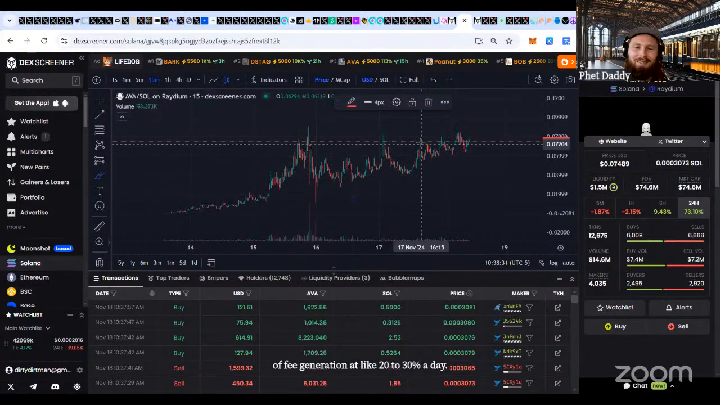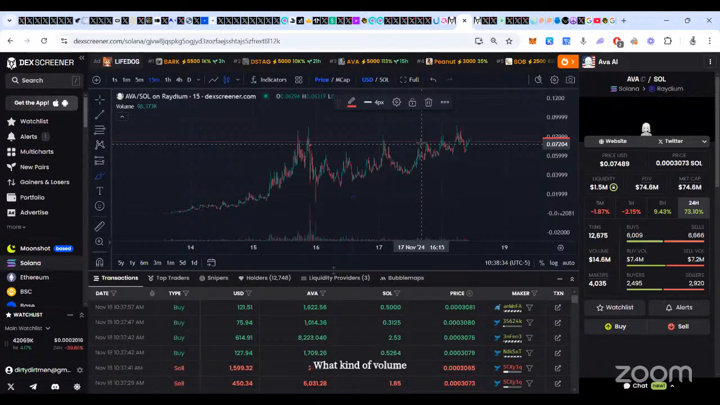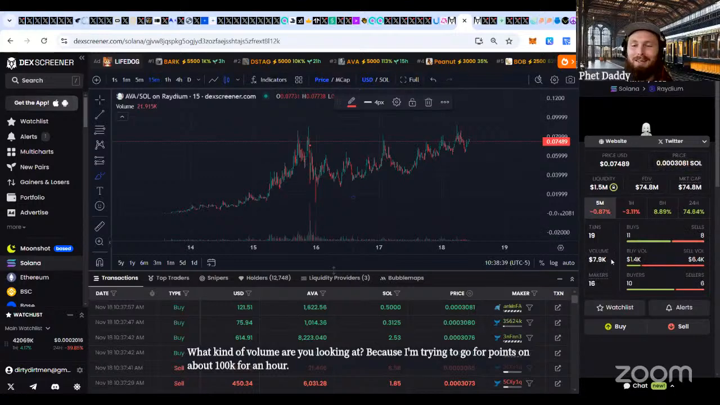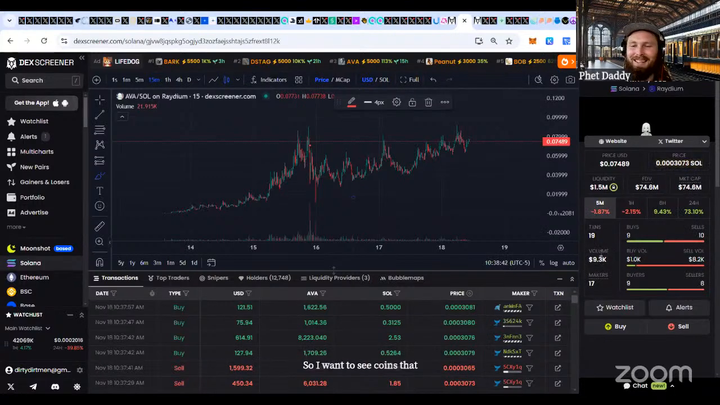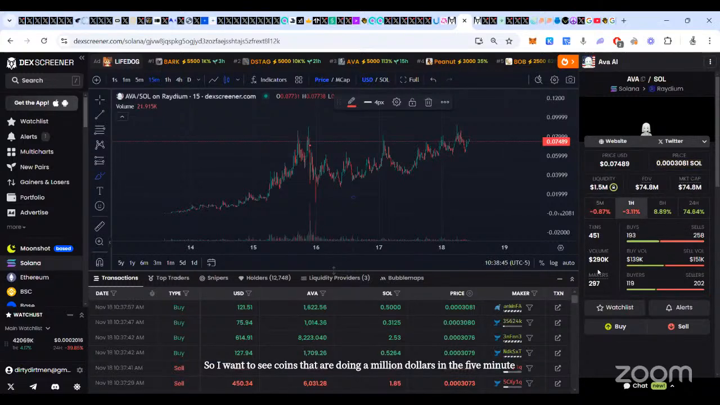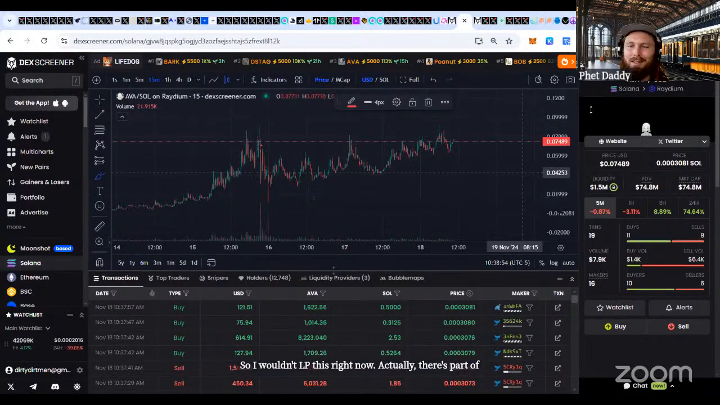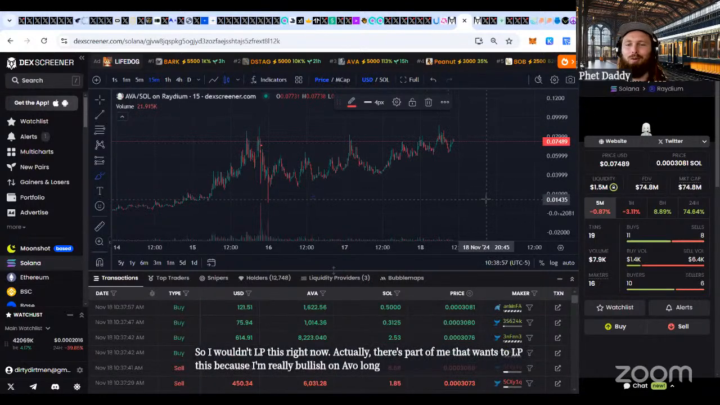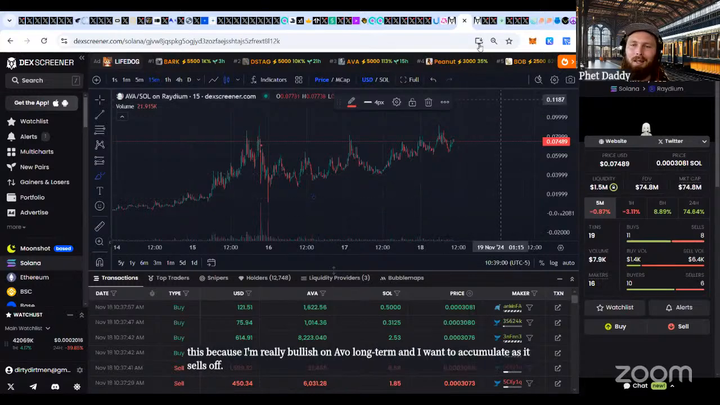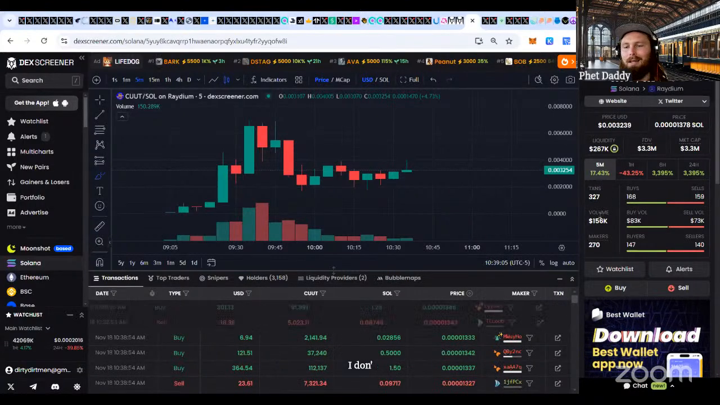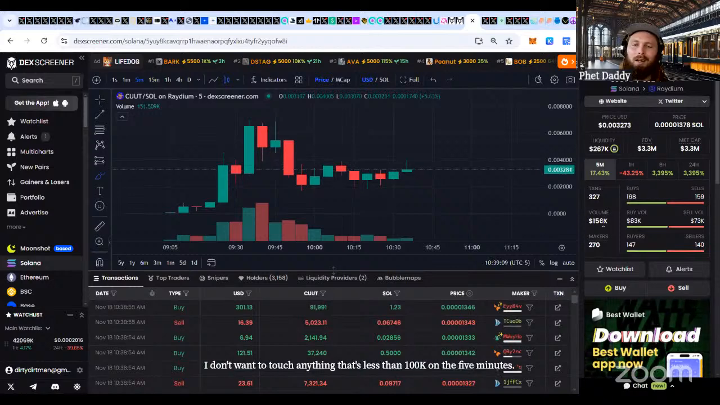And what kind of volume are you looking at? Because I'm trying to go for coins on about 100K for an hour. So I want to see coins that are doing $1 million in the 5 minute. If it's doing 100K an hour, I wouldn't touch it. So I wouldn't LP this right now. Well, part of me wants to LP this because I'm really bullish on Ava long term, and I want to accumulate as it sells off. But if I'm just entering into a coin, I don't want to touch anything that's less than 100K on the 5 minutes, and I would rather it be 300K or more on the 5 minute.